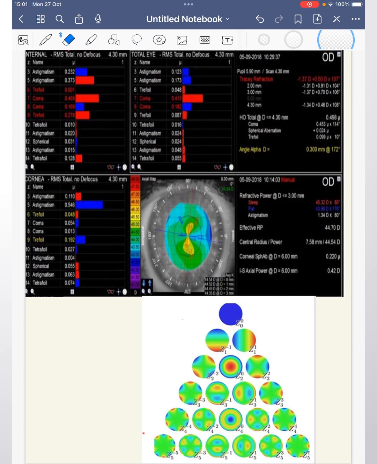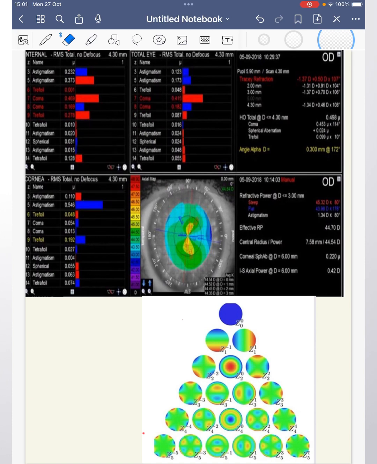Now, on the top left, you see the higher aberrations from the internal structure of the eye, which is basically the lens. Here at the bottom you will find the higher aberration values of the cornea, and in the middle you will find the higher aberrations of the total eye, that is the cornea plus the lens.